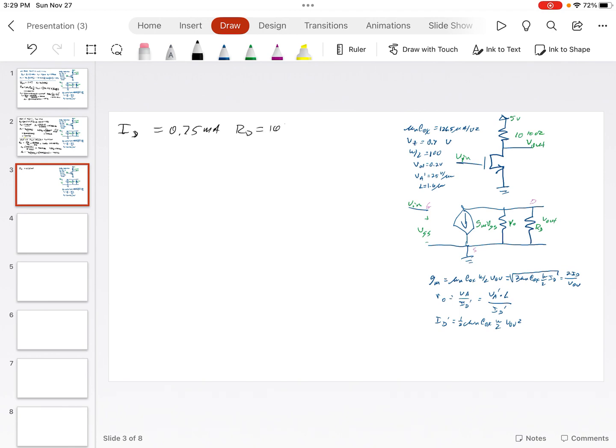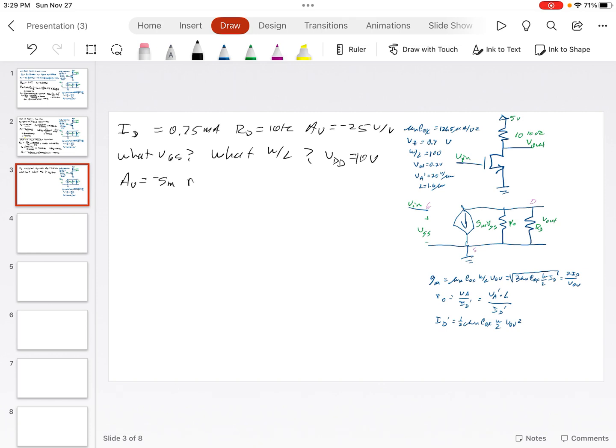And we have an RD equal to 10K and a gain of minus 25 volts per volt. So that's our target. What VGS do we need? And what W over L do we need? And we'll let VDD equal 10 volts here because we need some more headroom. So we can certainly say this much.